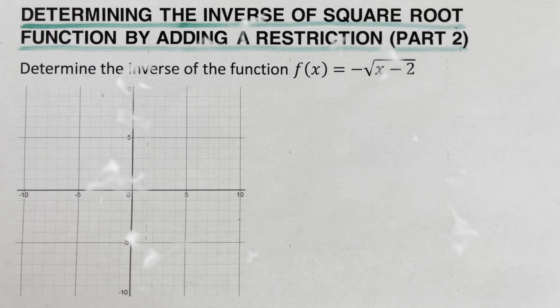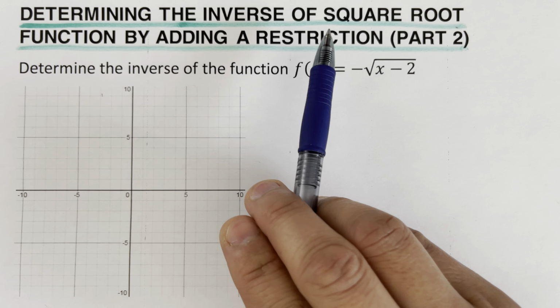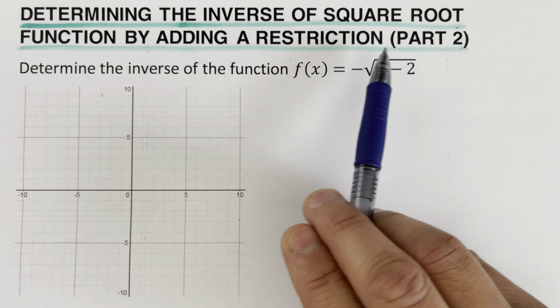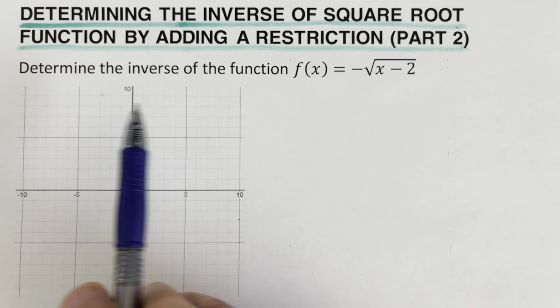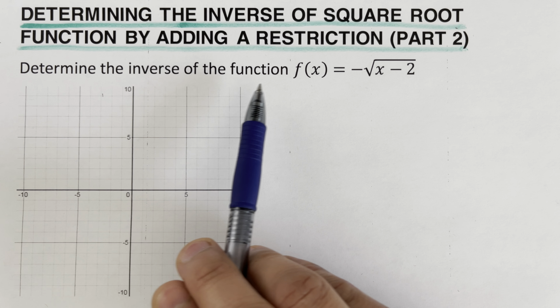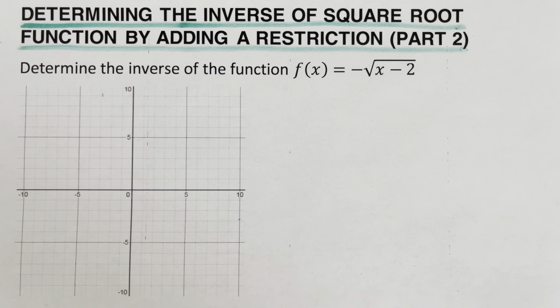Hello everyone. In this video, we are going to determine the inverse of the square root function by adding a restriction, and this is the second part. Let's take this example right here. Determine the inverse of the function f of x is equal to negative square root of x minus 2.